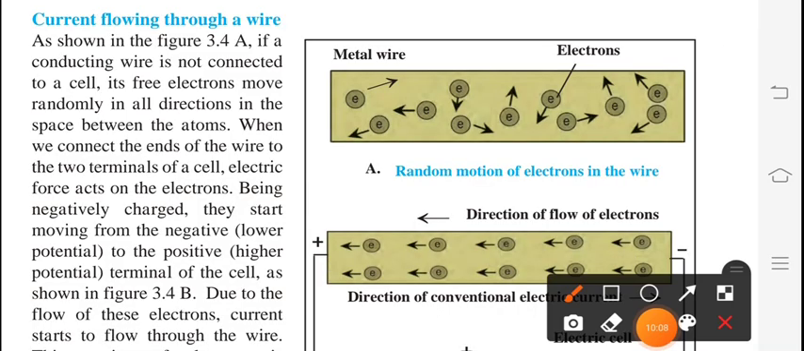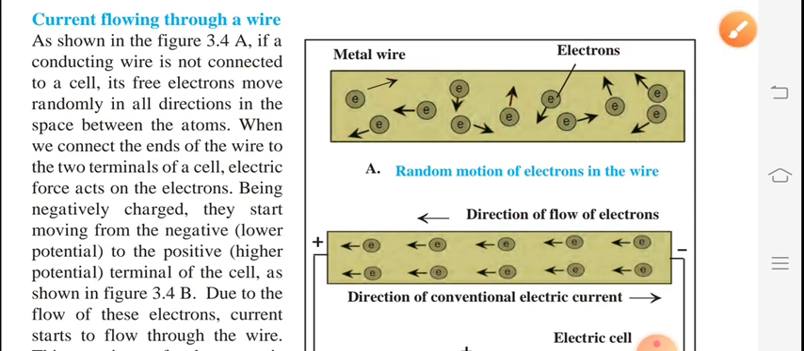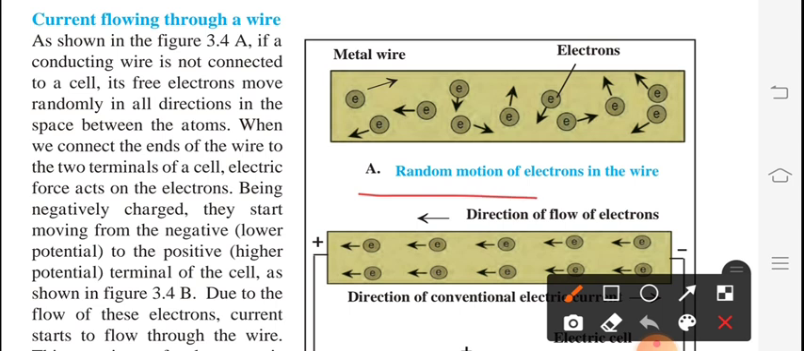Next topic is current flowing through a wire. As shown in the figure, if a conducting wire is not connected to a cell, its free electrons move randomly in all directions in the space between the atoms. Here you can observe these are electrons in a conductor. If current is not flowing in this wire, these electrons move in any direction. This is a metal wire, and this diagram shows the random motion of electrons in the wire.